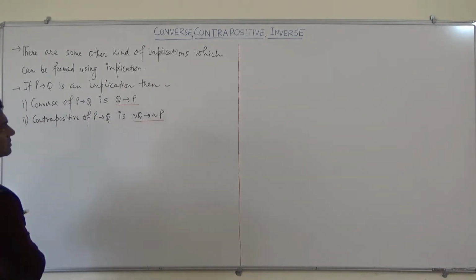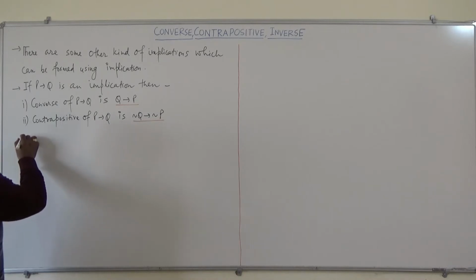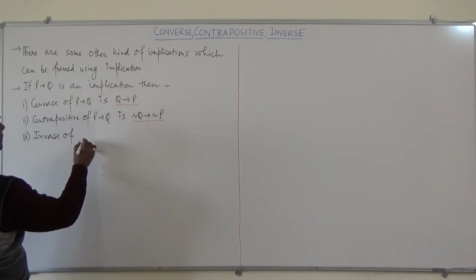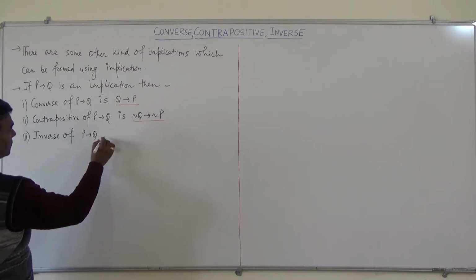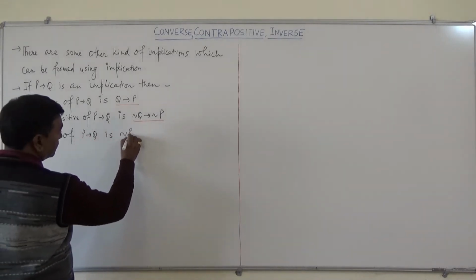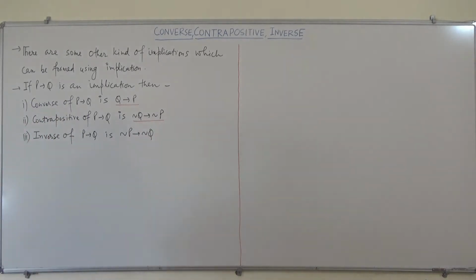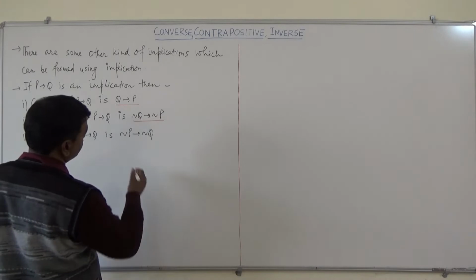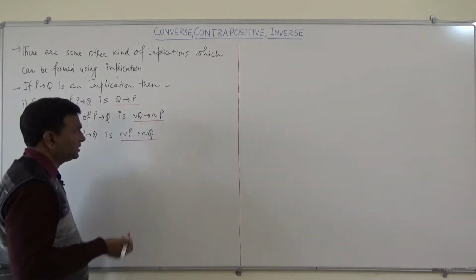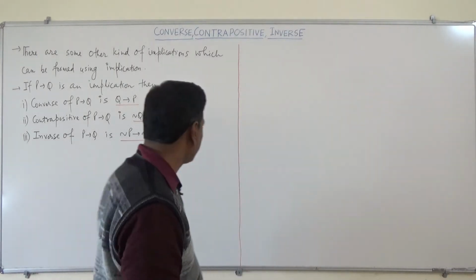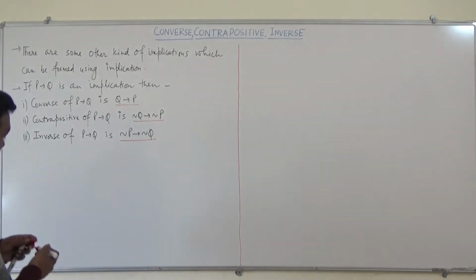And the third one is inverse. The inverse of P implies Q is not P implies not Q. So this is the inverse of P implies Q. So these are the three more implications that can be formed using P implies Q. Now we will see its truth table.